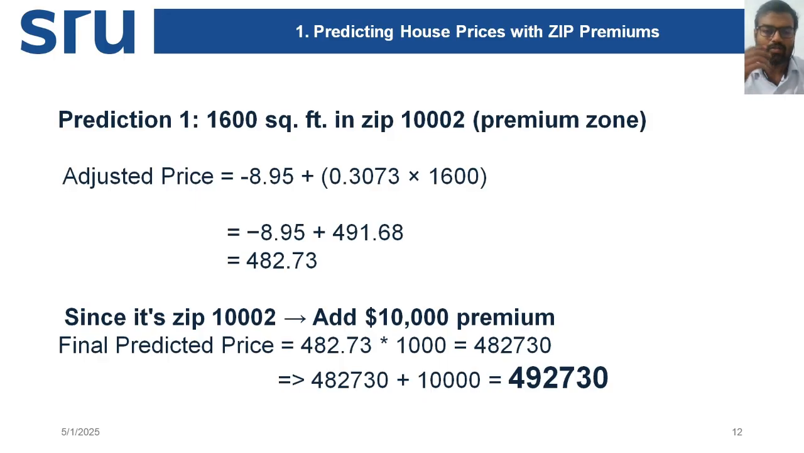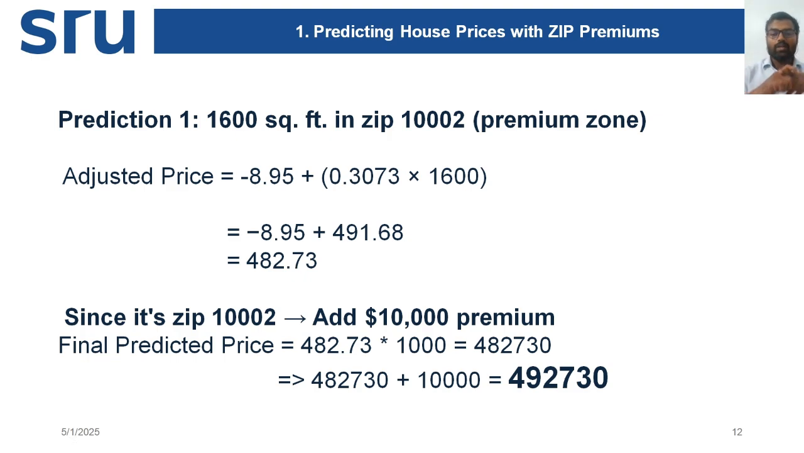So 4,82,730. I mean 482.73, and $1,000 we are going to multiply here. I just want to mention here that for zip 1002 there is a $10,000 premium. This one you need to remember very carefully. That is the catch here.